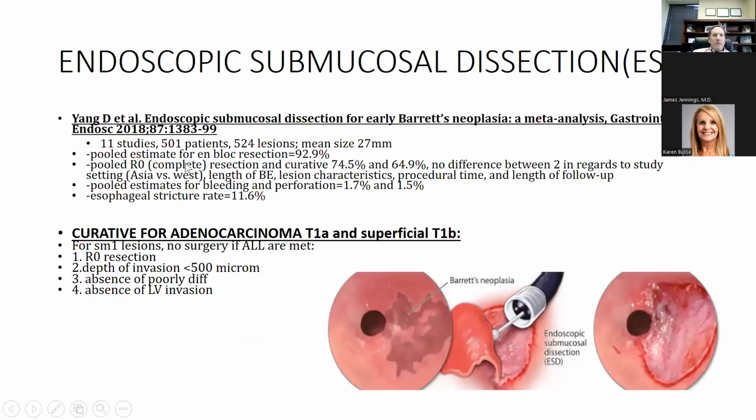These are some slides that talk about how ESD is curative for early superficial esophageal adenocarcinoma and early Barrett's with high-grade dysplasia. The en-bloc resection rate was 92%, and curative rates were 74% and 65%.